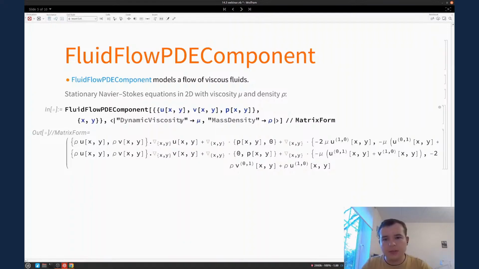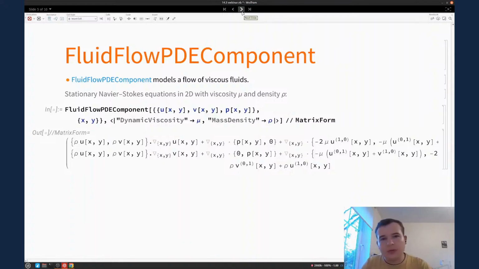The second argument of the FluidFlowPDEComponent is the parameters. So here we have the dynamic viscosity and the mass density. And that's basically it. So this is how you can use the FluidFlowPDEComponent to generate and model the flow of viscous fluid.